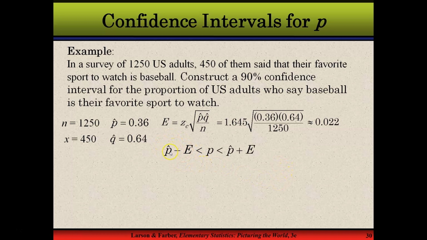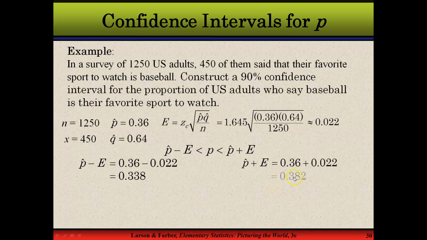The left end, how do I find it? p hat minus E, so p hat 0.36 minus E 0.022. Whatever I get there, that's going to be my left end. And then for the right end, I'm going to use the same two numbers, but I'm going to add them, and this is what I get on the right end. Now, usually in the homework problems, they're going to ask you to write this as a percent. So just multiply each of these decimals by 100, and I'm going to get 33.8% and 38.2%.